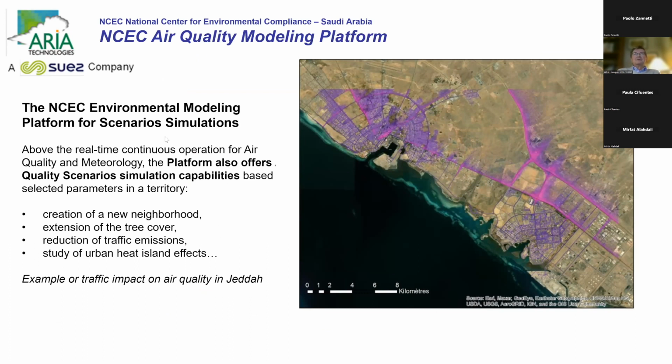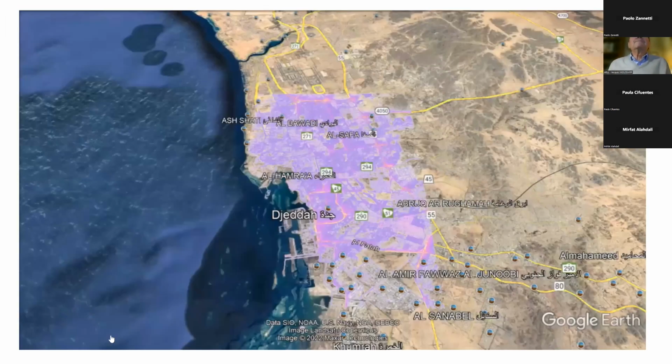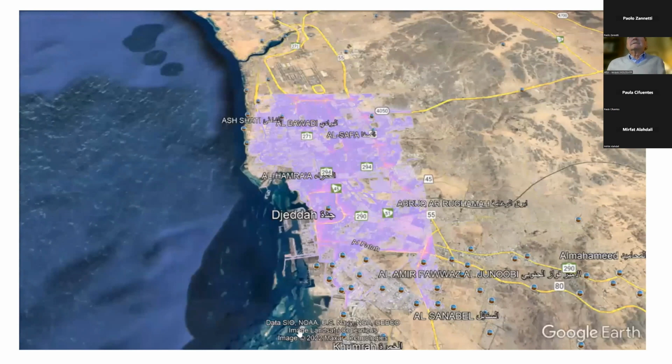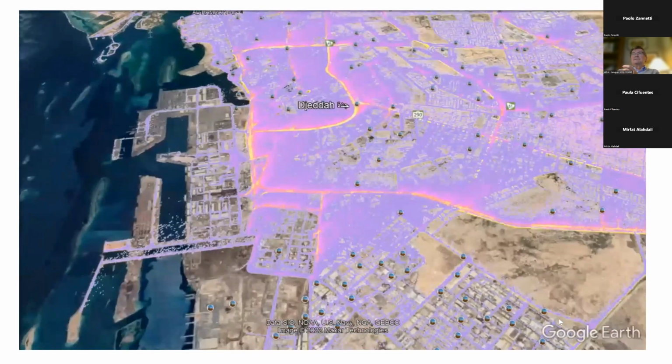And this is useful to understand what happens for the creation of a new neighborhood, the extension of the tree cover, reduction of traffic emissions. And this is an animation. I hope it will start. Yes, it does. An animation, I hope you see it well, of a Google Earth presentation of what happens in the city of Jeddah.